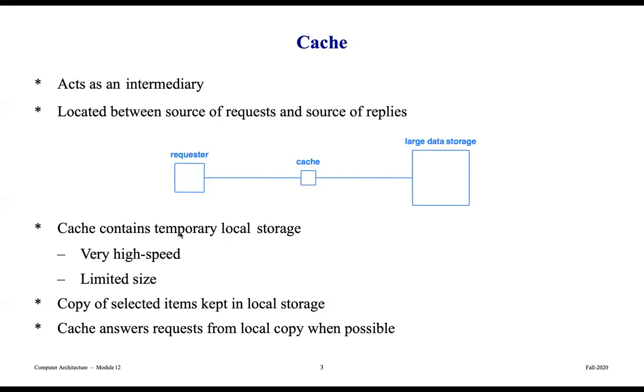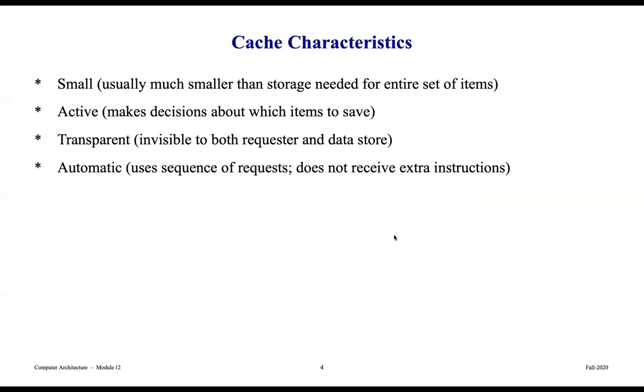So it contains a temporally local storage that's very high speed and limited size. A copy of selected items is kept in the local storage in the cache. The cache answers requests from the local copy when possible. So you're using this higher speed set of memory contents, and instead of having to go all the way to the large data storage, you just communicate back and forth with the cache.